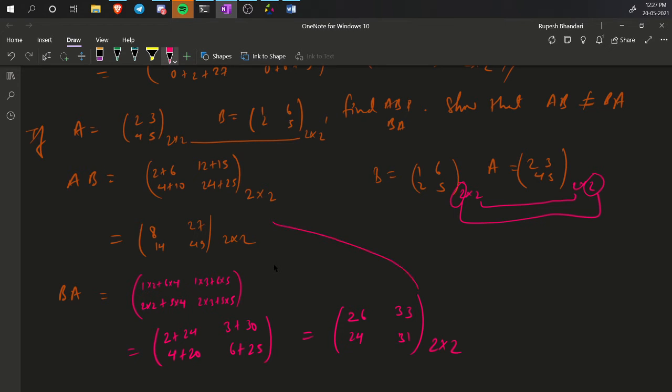If you see over here, these two are not equal, right? They are not equal. So we have just proved that AB is not equal to BA, right?